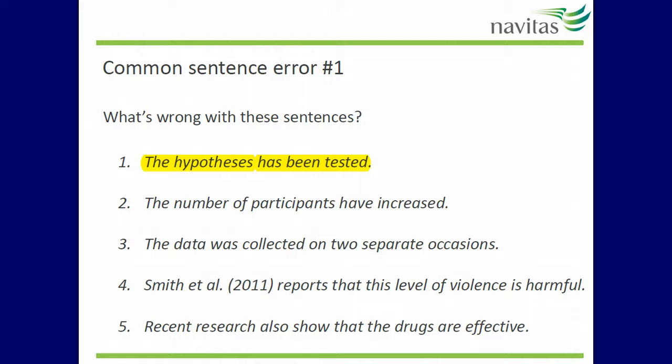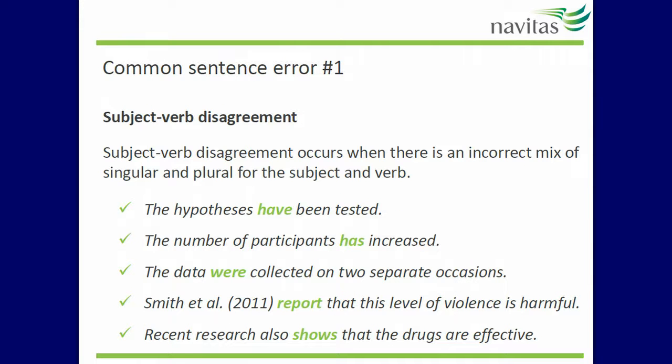The problem for this first one is that hypotheses is referring to more than one hypothesis. It is a plural subject. However, has is a verb that should go with a single subject, not a plural subject like this. Here are the sentences with the correct subject-verb agreement. The subjects and verbs match.